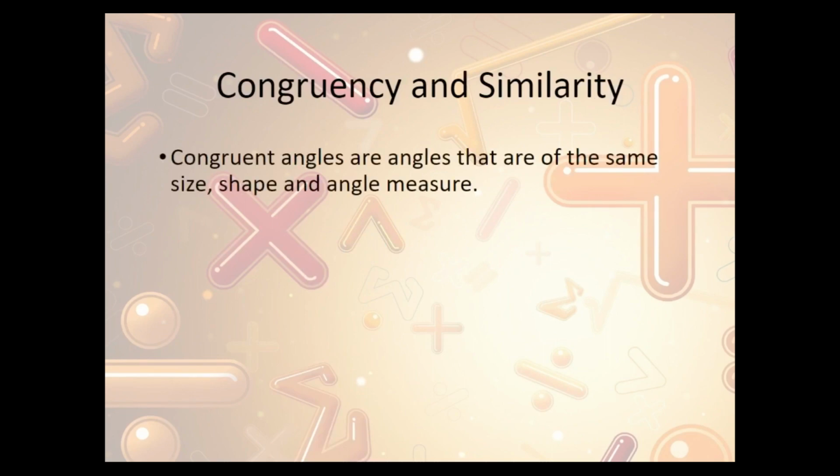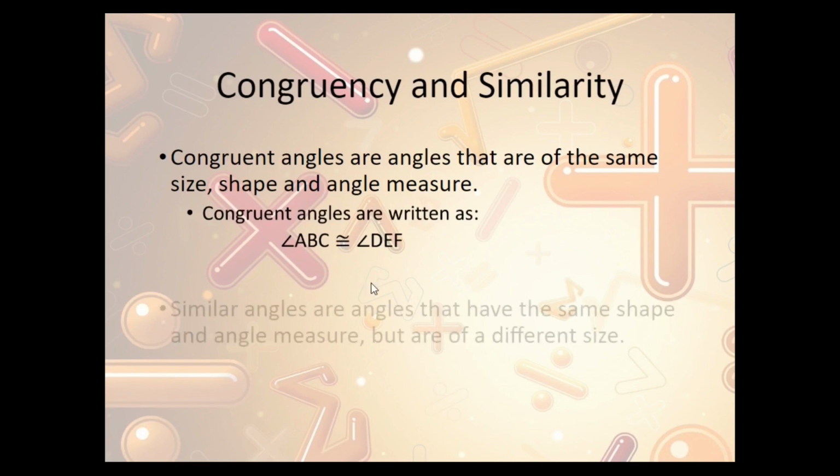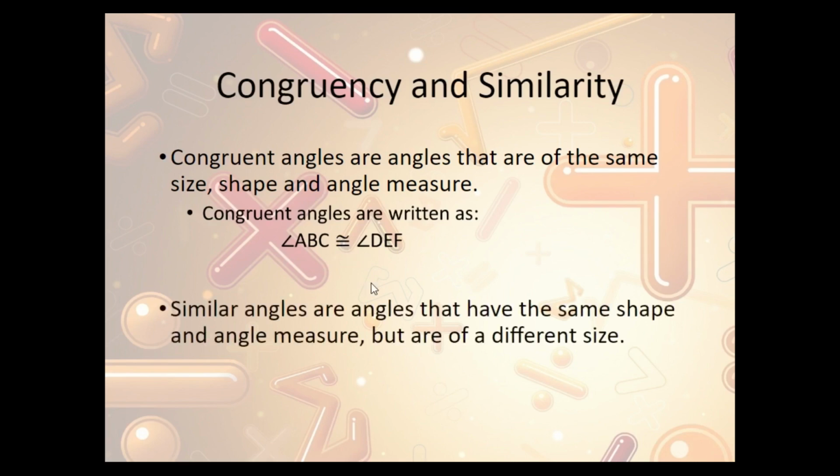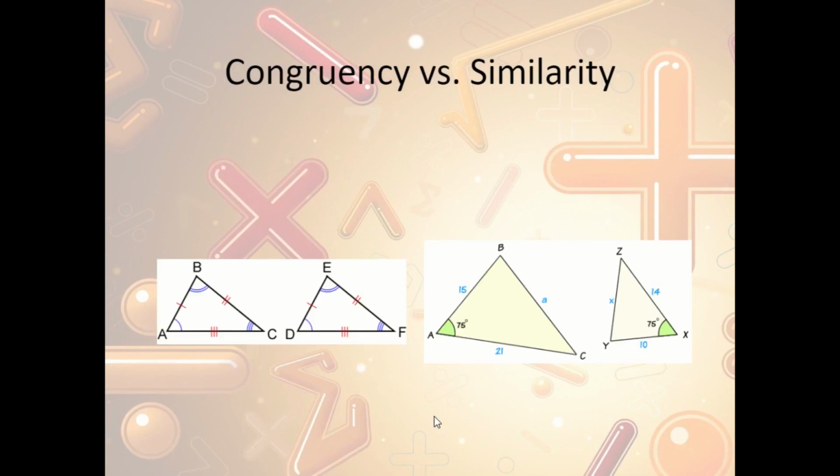Congruency and similarity. Congruent angles are angles that are of the same size, shape, and angle measure. Congruent angles are written as angle ABC is congruent to angle DEF. Again, the congruent symbol is the squiggly over the equal sign. Now, similar angles have the same shape and angle measure but are of different size, so they have different lengths. And we would say that angle ABC is similar to angle DEF, and the symbol for similar is the double squiggly.